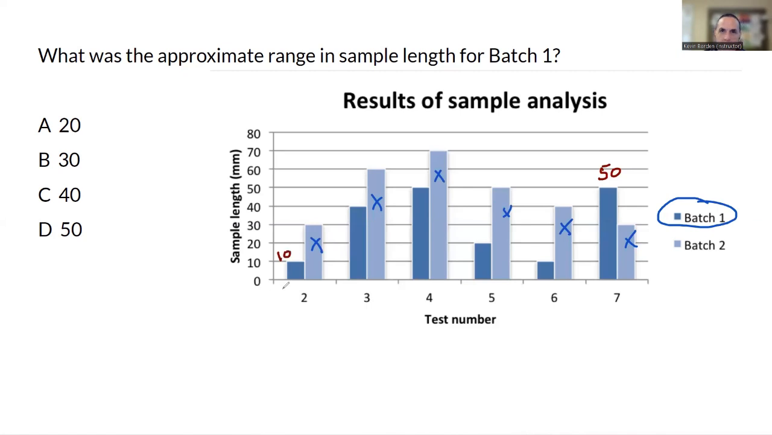That's okay. It doesn't matter how many there are. We're just looking for the lowest. So we would say 50 minus 10 equals 40. The distance between the highest and the lowest for batch 1 appears to be 40. Hopefully you got that right.